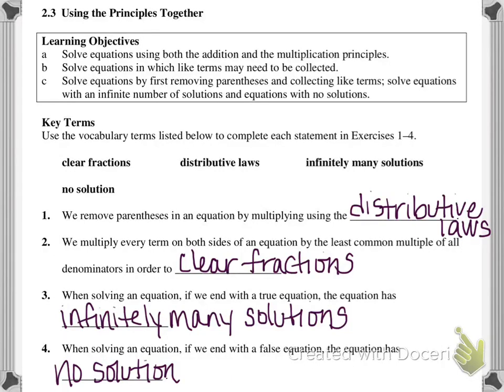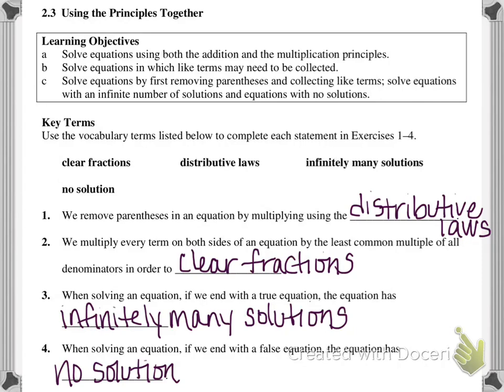In lesson 2.3, we're going to start seeing multi-step equations that we need to solve using the multiplication principle and the addition principle, but we're also going to start using some of our distributive property, and there's going to be some simplifying that we can do. There's also going to be some clearing fractions, and there's going to be some interesting things that happen with solutions, as far as maybe not getting a solution or infinitely many solutions.